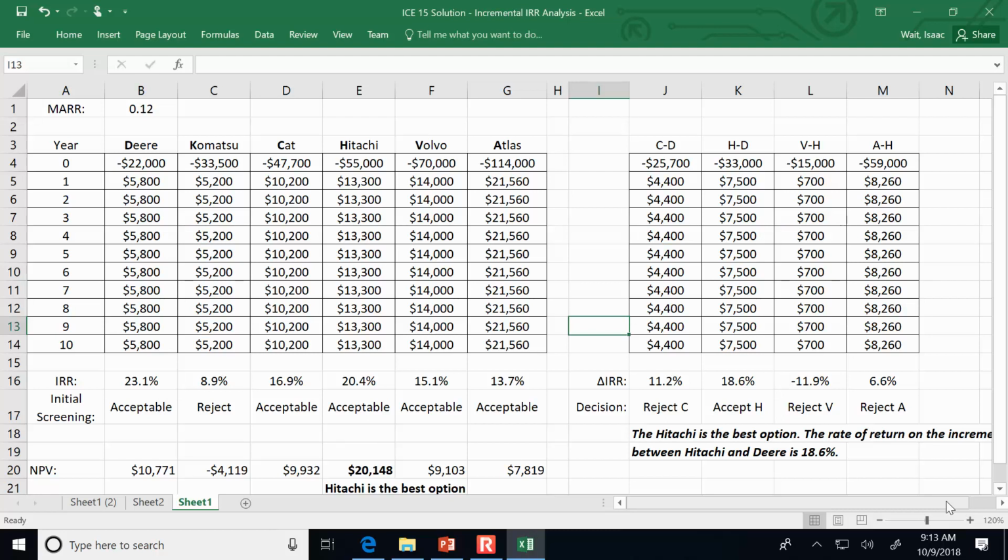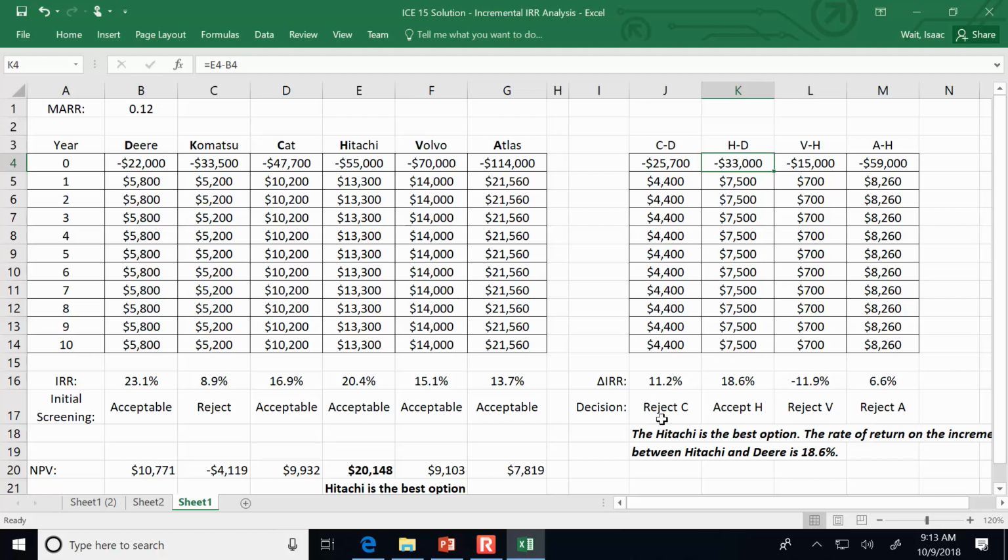And so once we get to the Atlas, the best one that was acceptable up to that point was Hitachi. So the last one, Atlas versus Hitachi, you can see the incremental internal rate of return is less than the MAR, so we reject Atlas as well. And so therefore, Hitachi is the best option according to our incremental analysis. The rate of return on the increment is 18.6%. That's the interest that we make on the additional amount, on the difference between the two, which was $33,000.